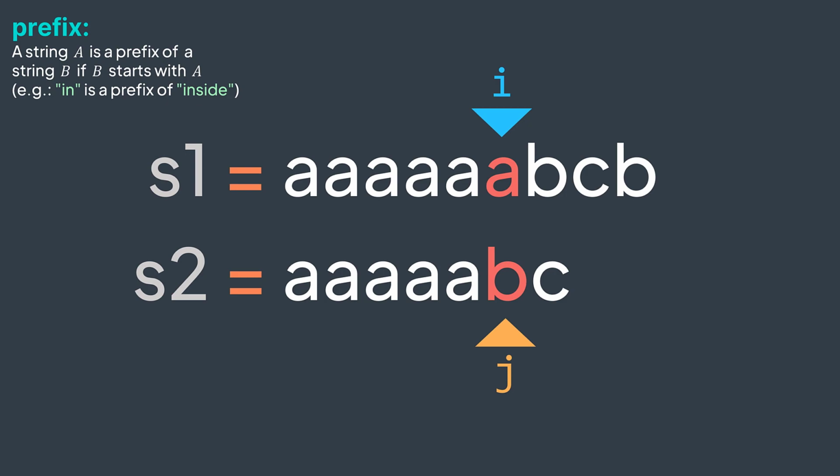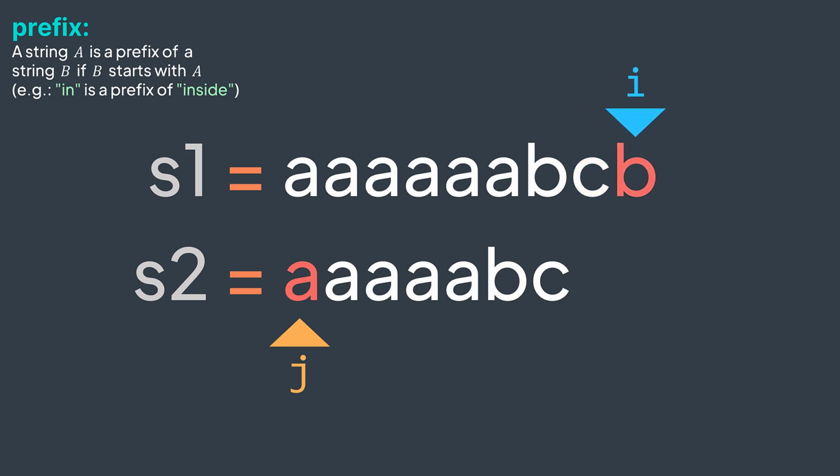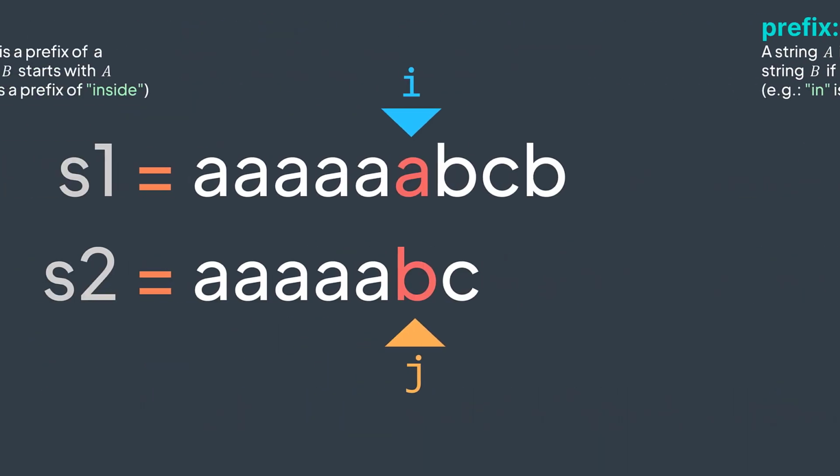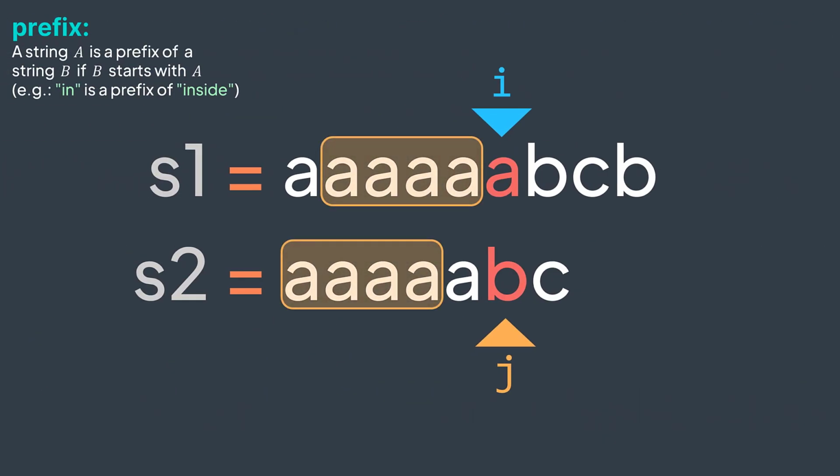For example, here if we just start from I, we have a match, then we have B and A mismatch, we start again B and A mismatch, we start from the next index C and A mismatch, we start from the next index B and A mismatch, and we finish traversing S1 without finding S2. We would say that S2 is not present in S1. It's because we skipped an important prefix of S2, which is A.